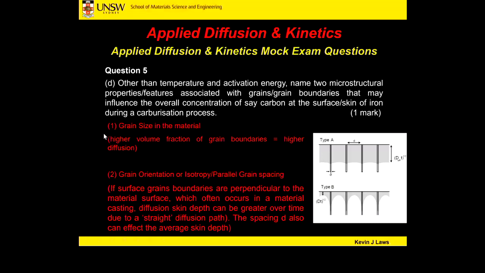Okay. So one is just the grain size of the material. Grain size basically dictates how many grain boundaries or the volume fraction of the bulk material that are grain boundaries. Okay? So a higher volume fraction of grain boundaries equals high diffusion. Grain boundaries are diffusion superhighways, remember. Okay, so a very fine grain size is going to allow for high diffusion rates into the bulk via the grain boundaries.